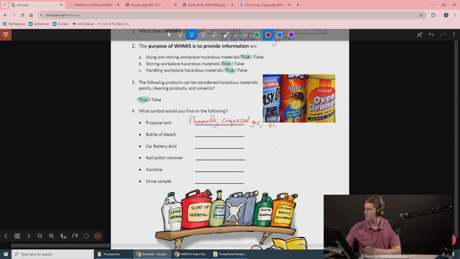Maybe even explosive. Multiple symbols you could find. The question does say what symbol, so I'm going to provide multiple though. The bottle of bleach, you'll probably find the toxic symbol, the immediately toxic symbol on there, so the skull and crossbones. Also a corrosive substance and an environmental hazard.